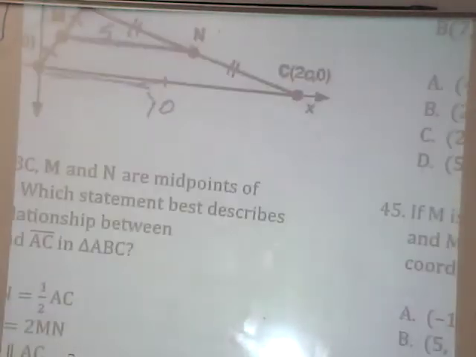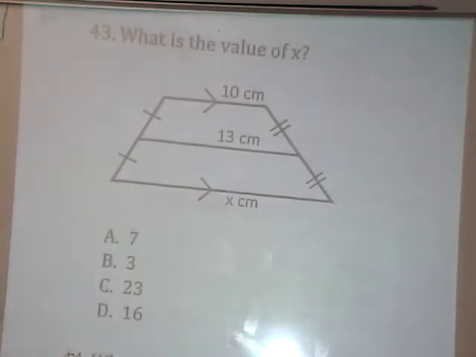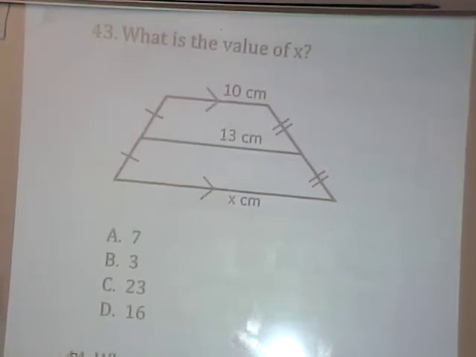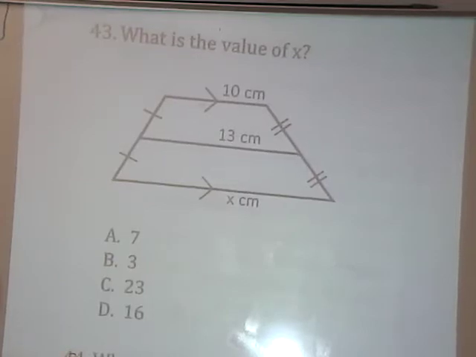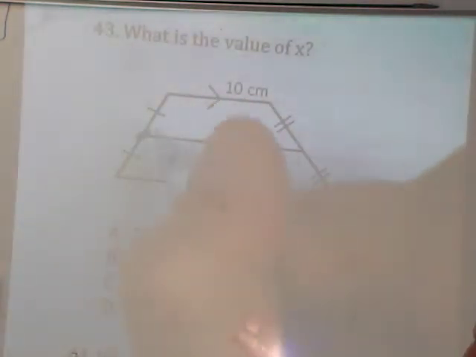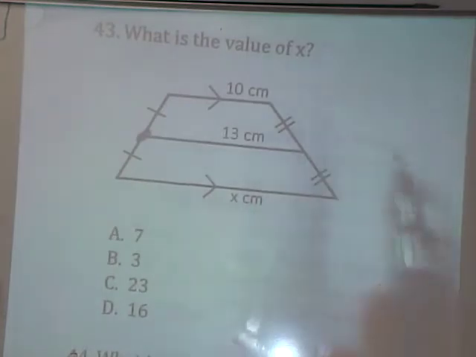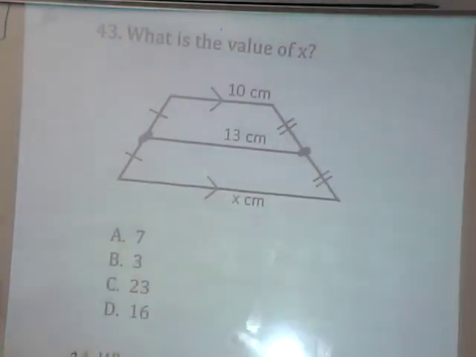All right, 43. What is the value of x? What kind of shape is this? Trapezoid, good. And that segment that's labeled 13 centimeters, what do we call that? It's the mid segment again. Because notice, this is a midpoint. We know that by these two tick marks. And then this is a midpoint on this side. Because of that, if you connect them, there's a mid segment.